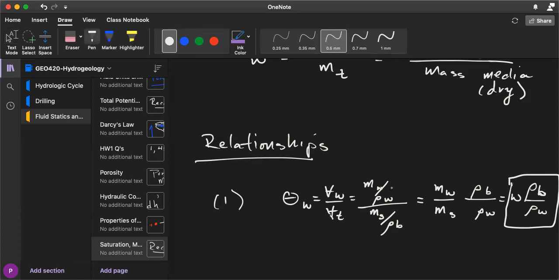This relationship is important because, again, it's easy for me to weigh things. I can weigh things wet. I can weigh things dry. I can then calculate the mass of the water by subtracting the dry weight from the wet weight. And so this allows me to calculate the volumetric water content just from weighing this thing wet and dry.